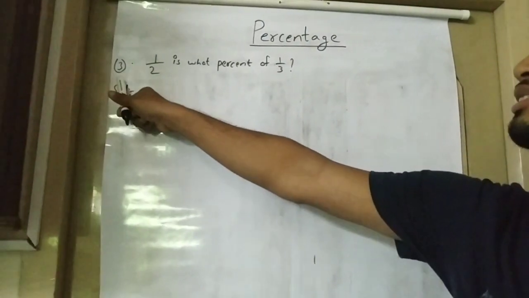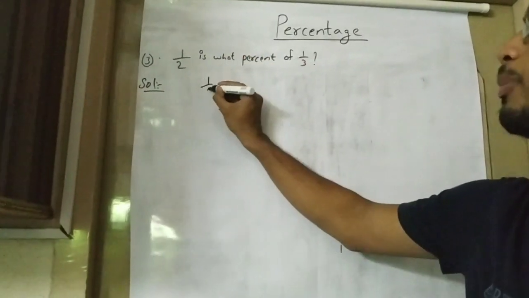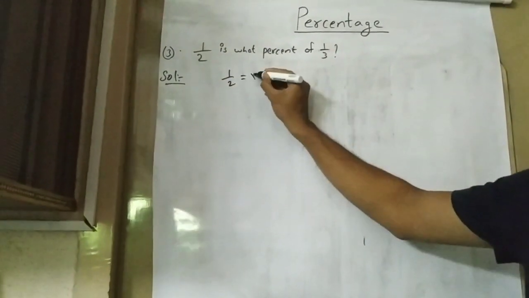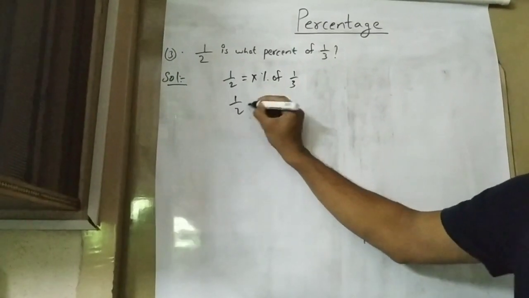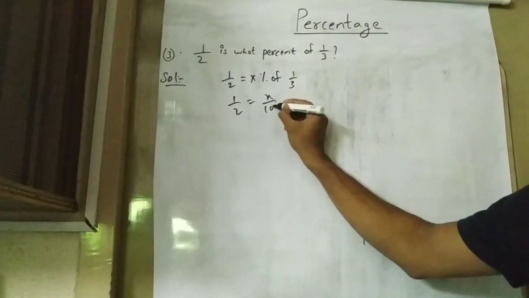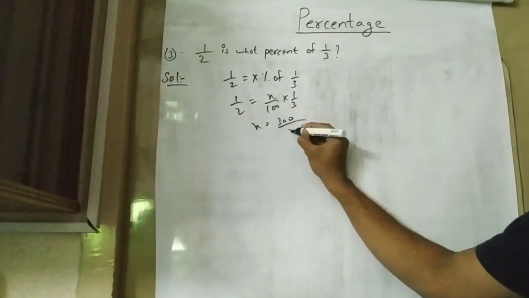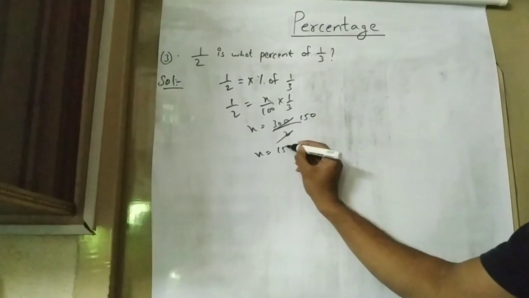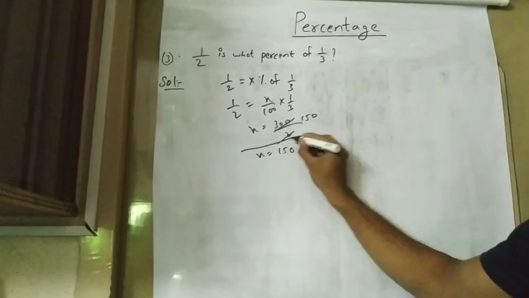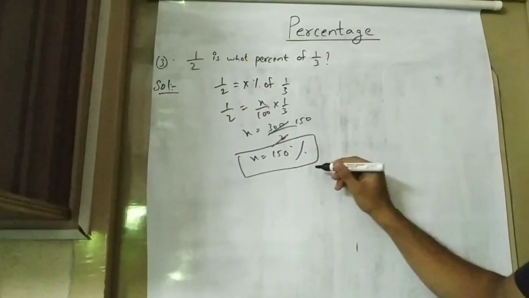Okay. So in this third question it is given as 1 by 2 is what percent of 1 by 3. So 1 by 2 is equal to, we don't know, let it be x percent of 1 by 3. 1 by 2 is equal to x by 100 into 1 by 3. X is equal to 300 by 2, that is 150. So x is equal to 150. So 1 by 2 is 150% of 1 by 3.